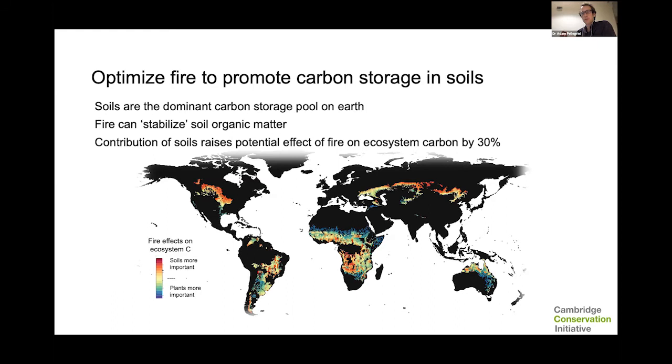And some work that I'm doing currently is trying to map that potential across the globe and think about what is the fire regime that we need to maximize carbon storage, and then what's the potential contribution of changes in soils to the response of carbon. And with that, I will end my show.